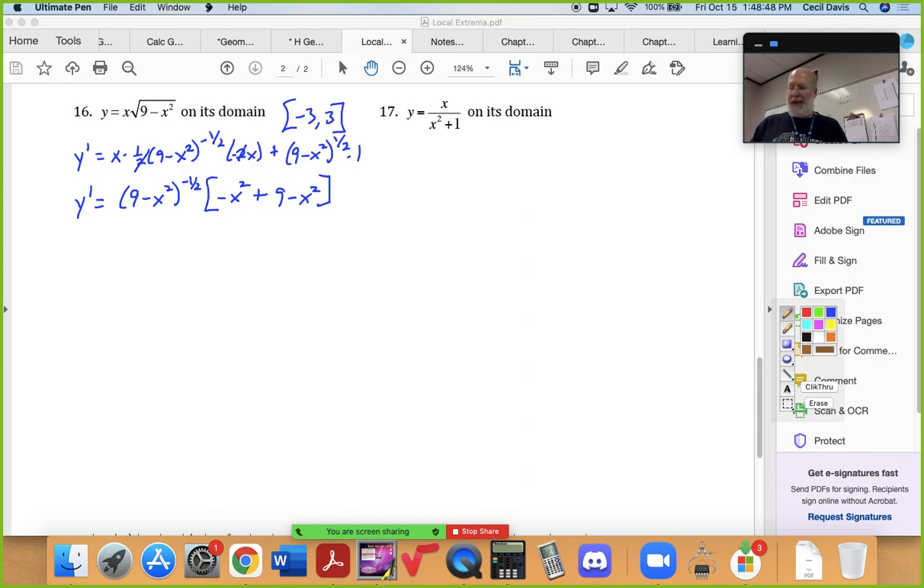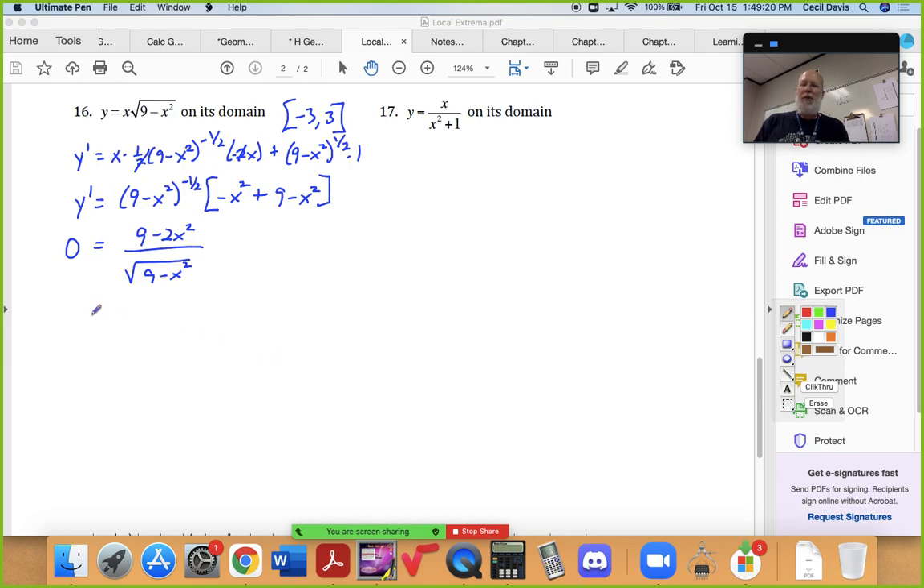Make sure I haven't made any sign mistakes real quick. So this is going to be 9 minus 2x squared over the square root of 9 minus x squared, and I want that to be set equal to 0.